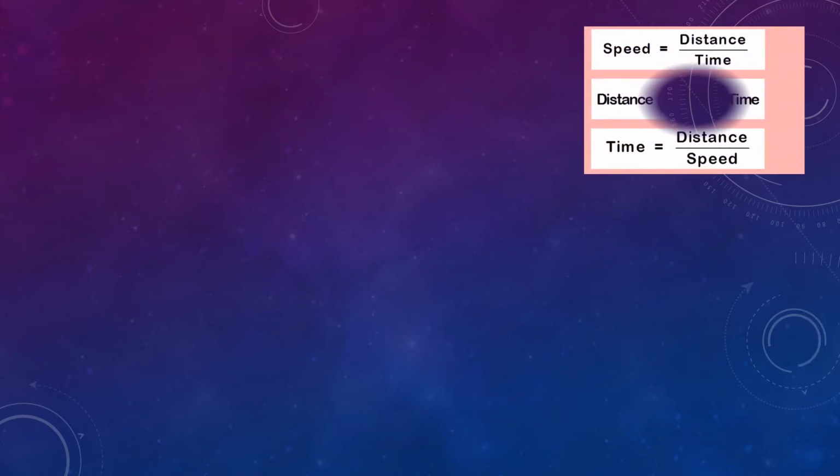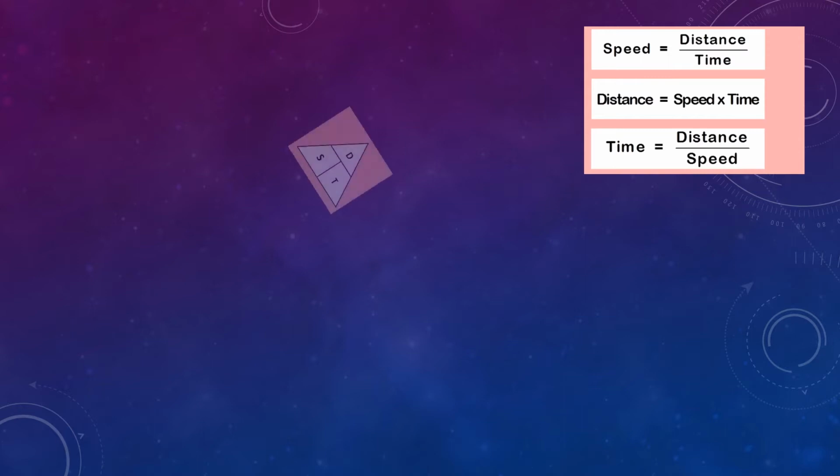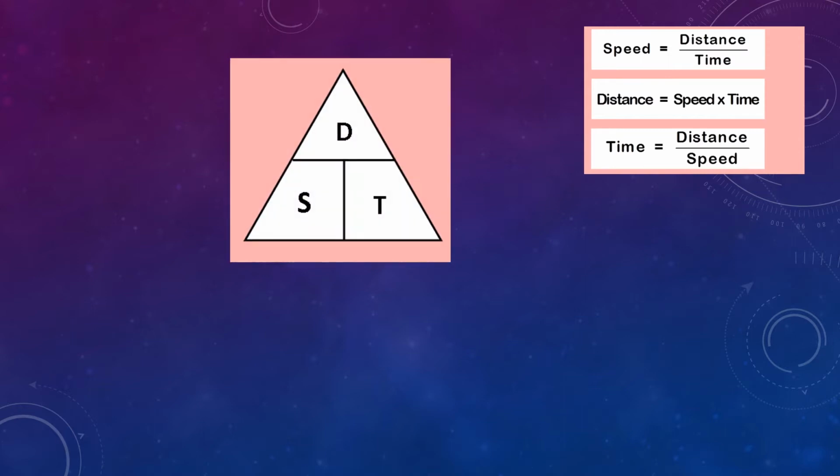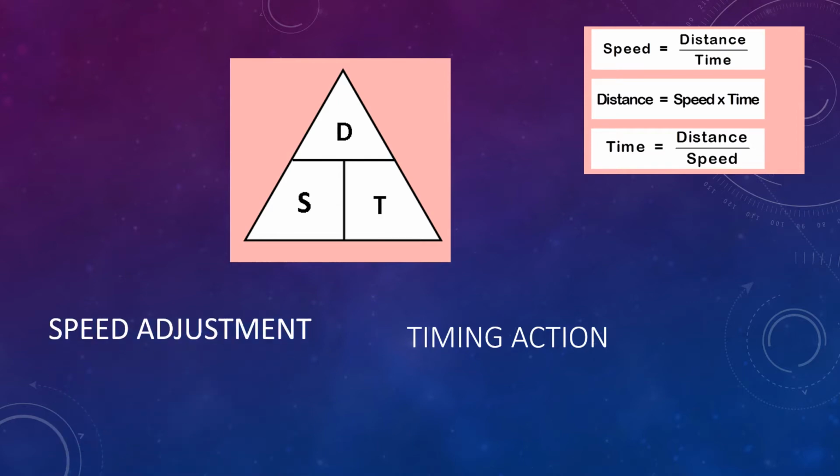We all know the relation between distance, speed, and time. For the scope of today's lecture, we shall limit ourselves to only two variables and assume the distance to be constant. Hence, we are left with speed and time. Any timing action would be a direct result of speed adjustment.